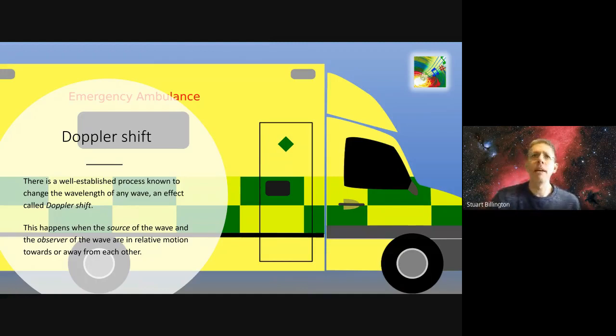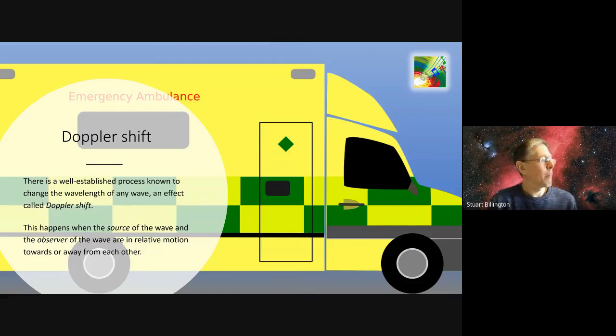So let me leave space for a second and borrow an ambulance. You might have heard an ambulance drive past you in the street. Just have a little think for a second about that. Did you notice anything about it? The ambulance is a source of sound. You are the observer of the sound.